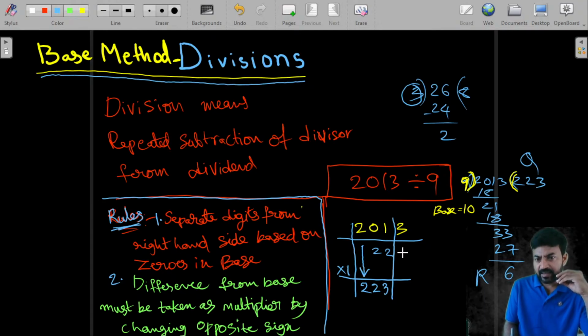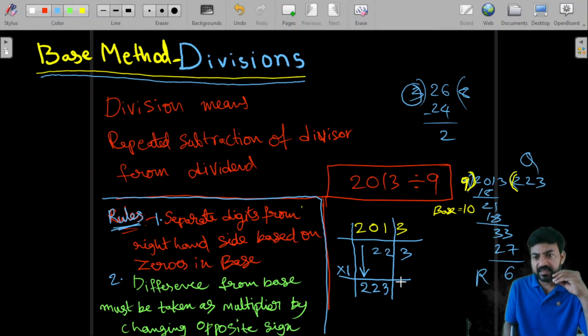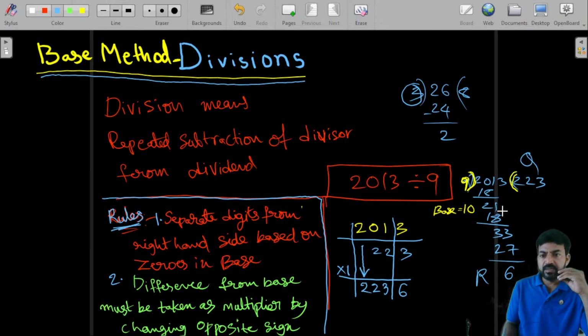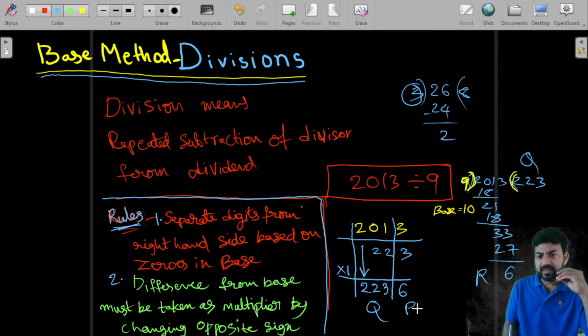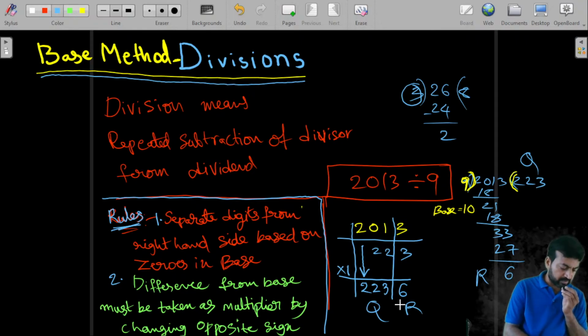So 1 3s are 3. See, you are multiplying it. Here division is converted into multiplication. 1 3s are 3. Add this 3. You will get 6. So here the quotient is this one. Remainder is this one. We got here. Check this. Quotient 223. We got it. Remainder 6. We got here. Is it clear, everyone?